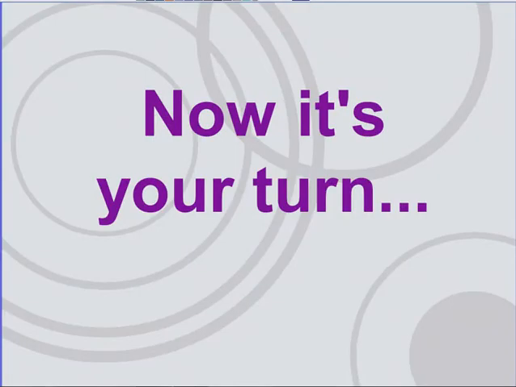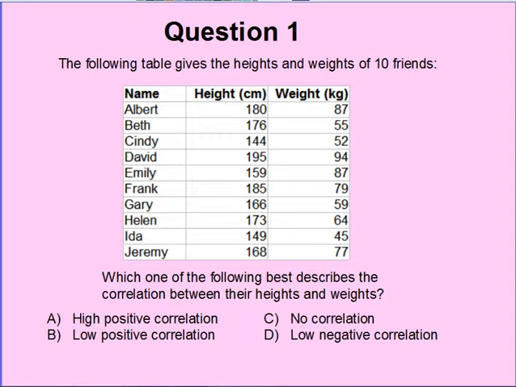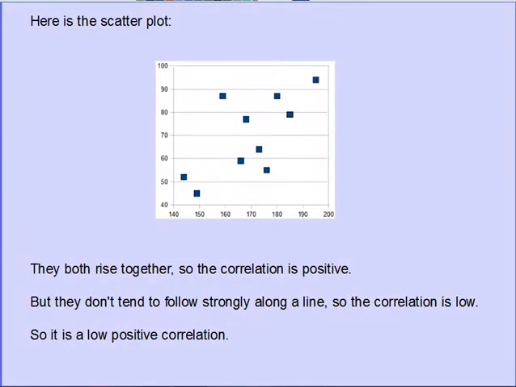Now it's your turn. Let's do some practice. The following table gives the heights and weights of 10 friends. From the chart, can you tell what kind of correlation this data has? How about if I show you in a scatter plot? Both of these values are increasing. It's not a guarantee, but in general, this is showing that as your height increases, so will your weight.